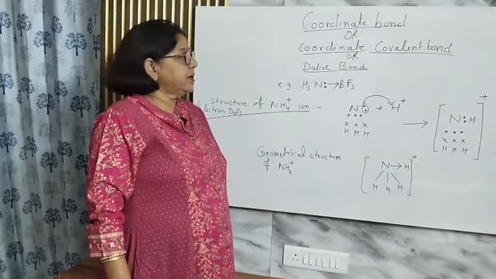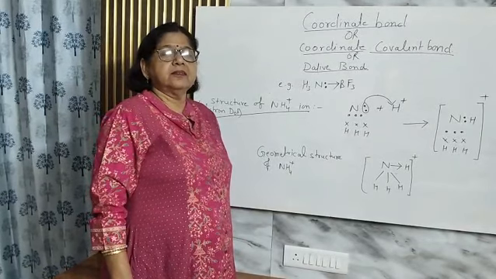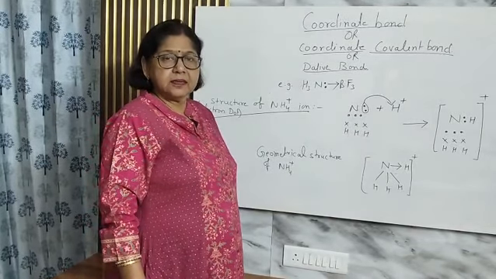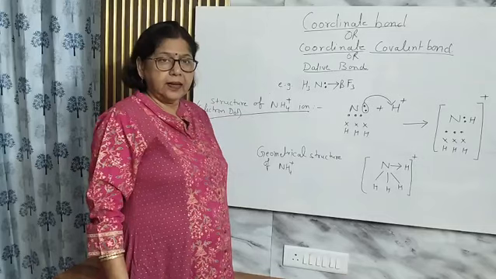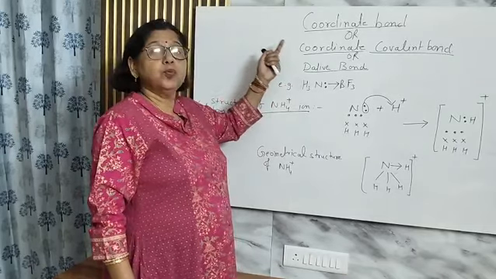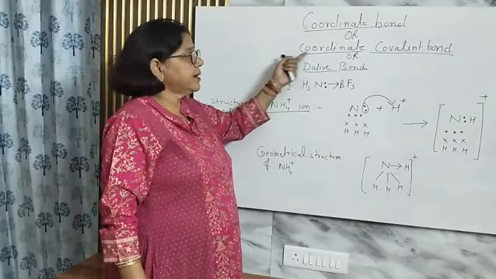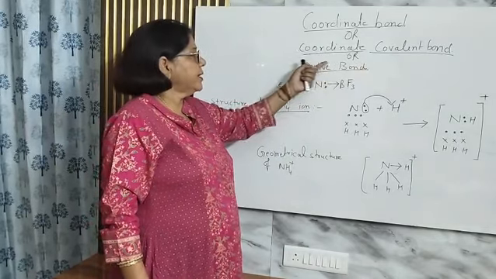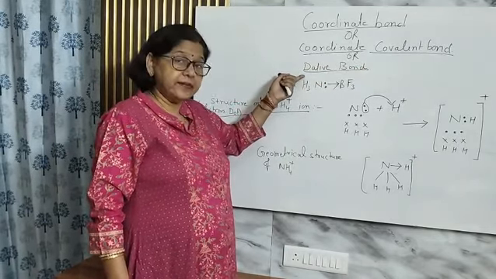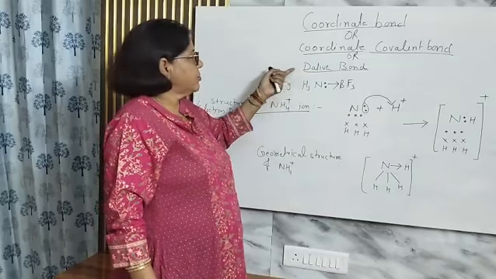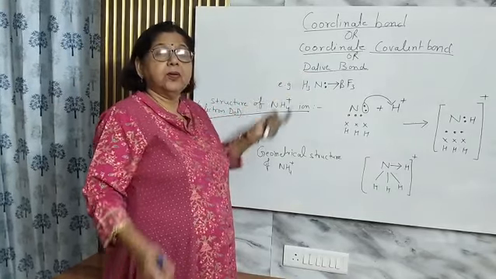Hello students, today we are going to discuss a new kind of bond, that is the coordinate bond, right? Coordinate bond has two more names: it is called a coordinate covalent bond, or sometimes a dative bond also, right? So what is a coordinate bond?